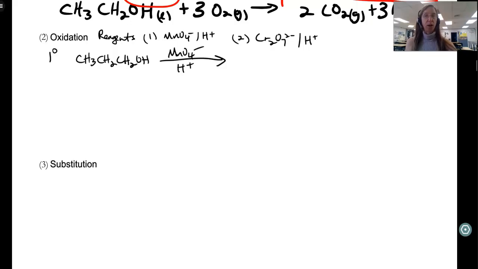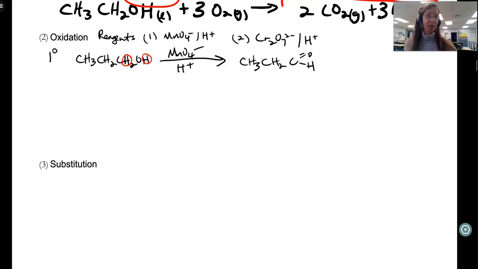Oxidation is the opposite of reduction, which we saw in the last video. So this is going to lose hydrogens or gain oxygens. In this one, it loses 2 hydrogens around that oxygen, and we end up with an aldehyde and a double bond. So it's almost like elimination as well.